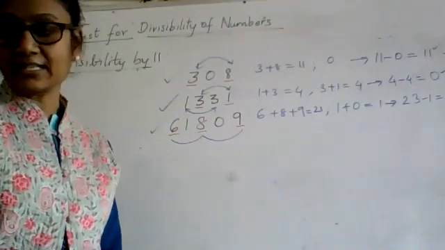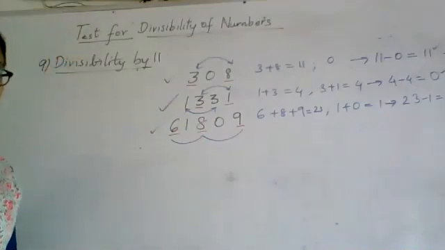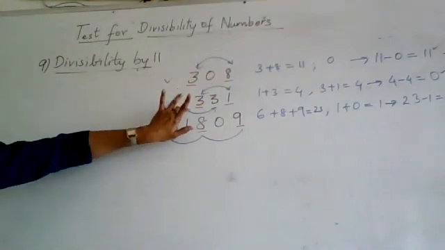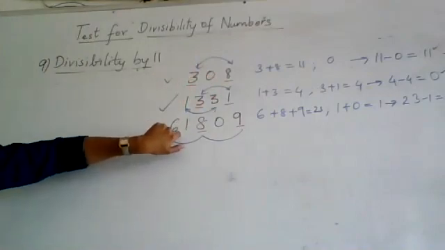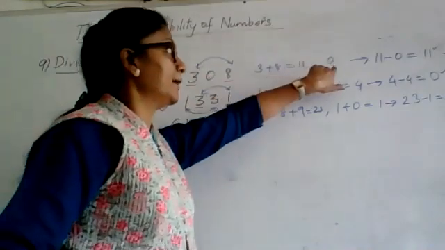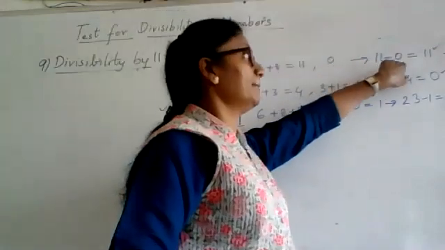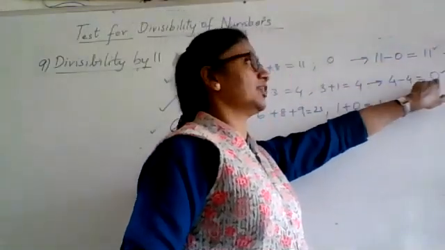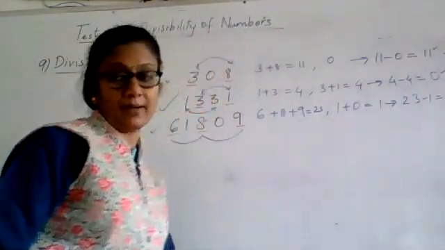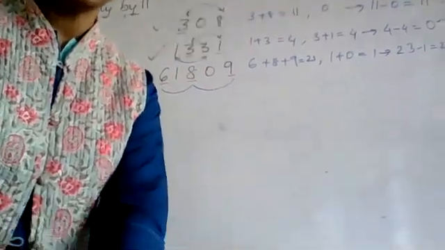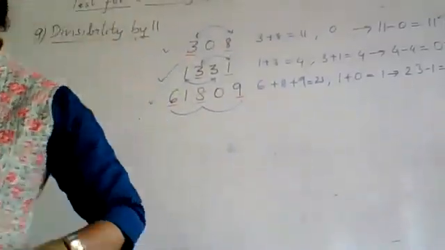So how do you write the divisibility test? I hope you understand. Add the alternate digits, it can be a 3-digit, a 4-digit or a 5-digit number. When you add the alternate digits, find the sum and subtract the two sums. If you get 11 or a multiple of 11 or 0, then the number is divisible by 11. So I will write the divisibility test now. You can take it down.